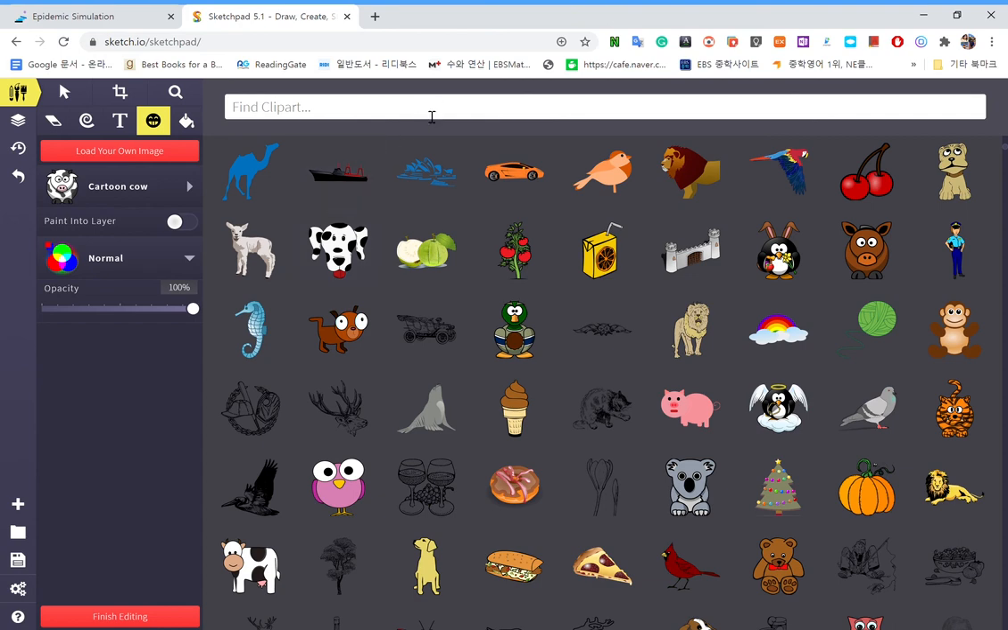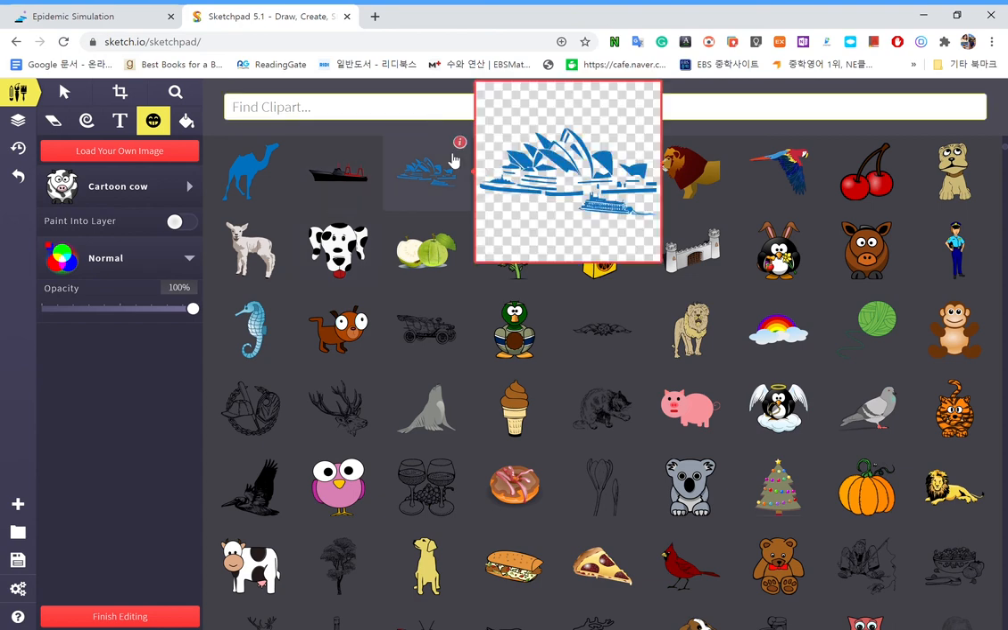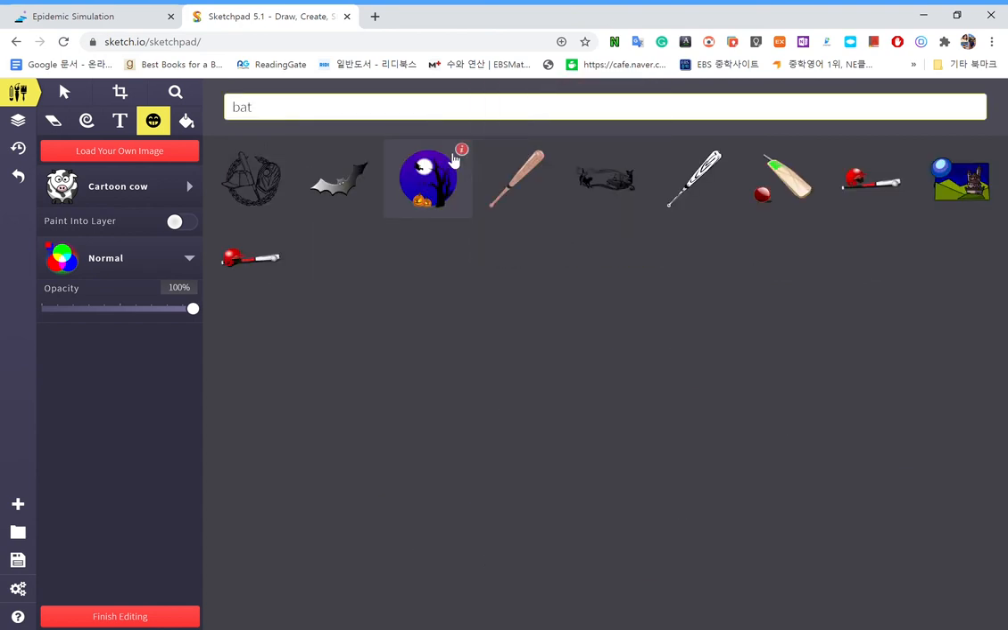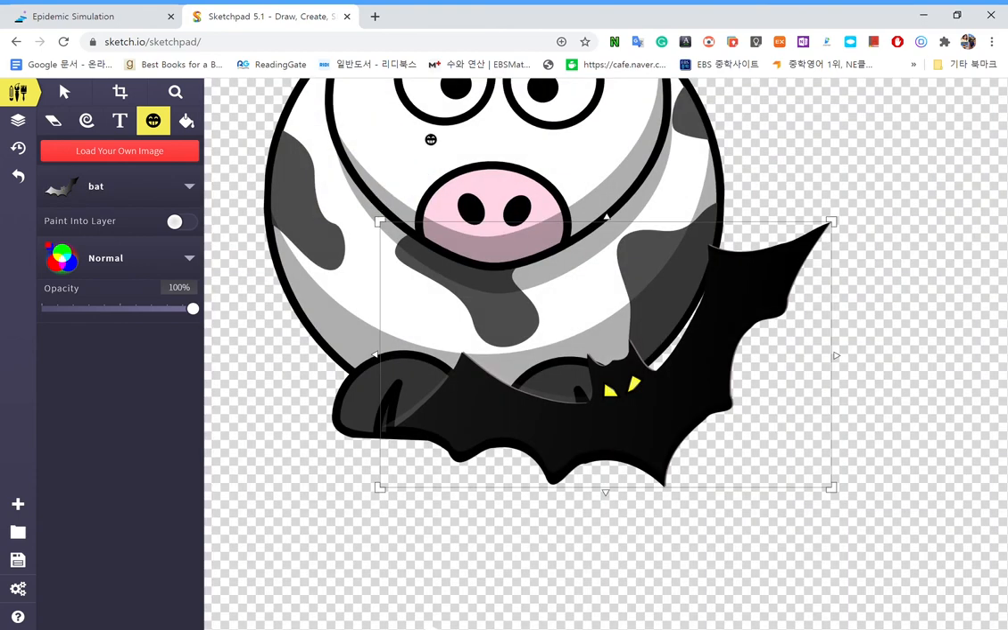A bat. A bat was the first one to spread the coronavirus to humans. Bats spread almost every disease that I know, really. So it's an obvious answer.